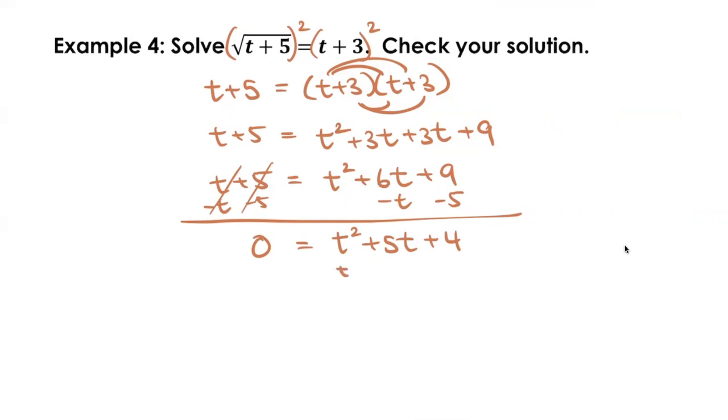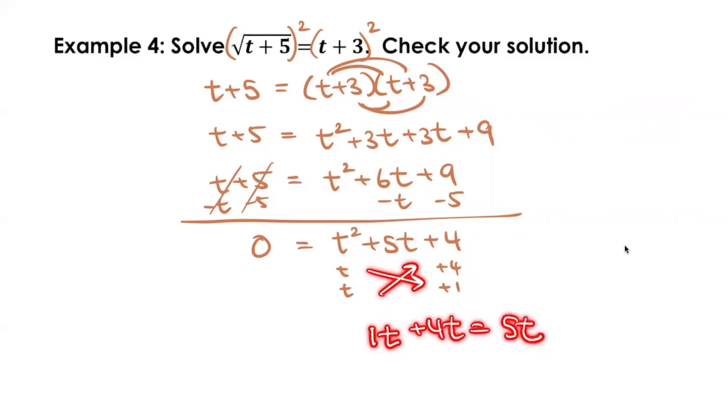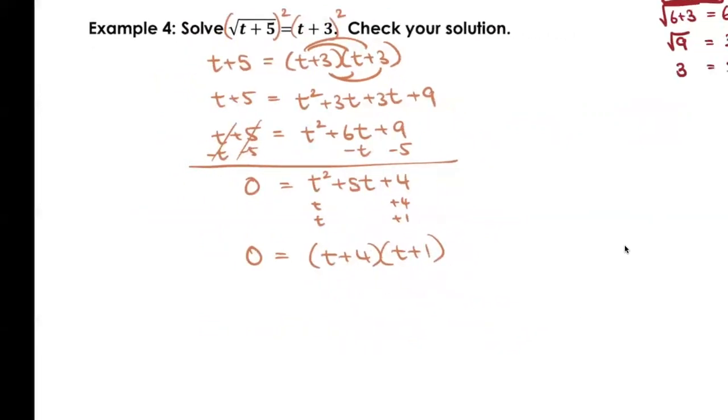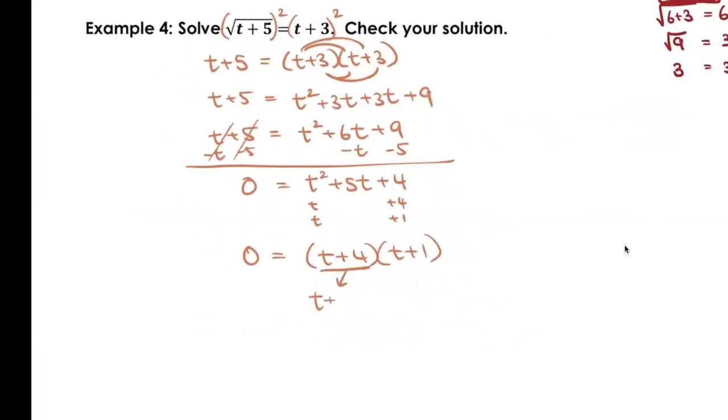Okay, let's factor this guy. So I got t times t gets me t². Positive 4, positive 1 multiplies to get me positive 4. And when I cross multiply, I get 1t + 4t is equal to 5t. All right, so that checks out, which means this factors out to be (t + 4)(t + 1). Okay, and that gets me t + 4 = 0, so t is equal to −4, or t + 1 = 0, and t is equal to −1.